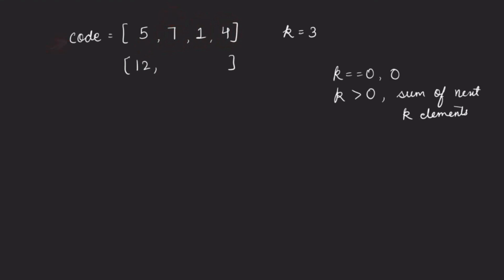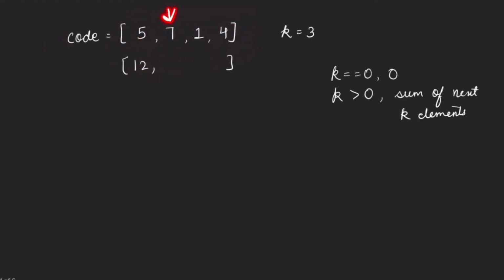Then for this 7, what are the next 3 elements? This code array is a circular array. After this 4, the next element will be 5, and before this 5, the previous element will be 4. So, for 7, the next 3 elements will be 1, 4 and 5, whose sum is 10. Then for this one, the next 3 elements are 4, 5 and 7, which is 16. And for this 4, it will be 5, 7 and 1, which is 13.